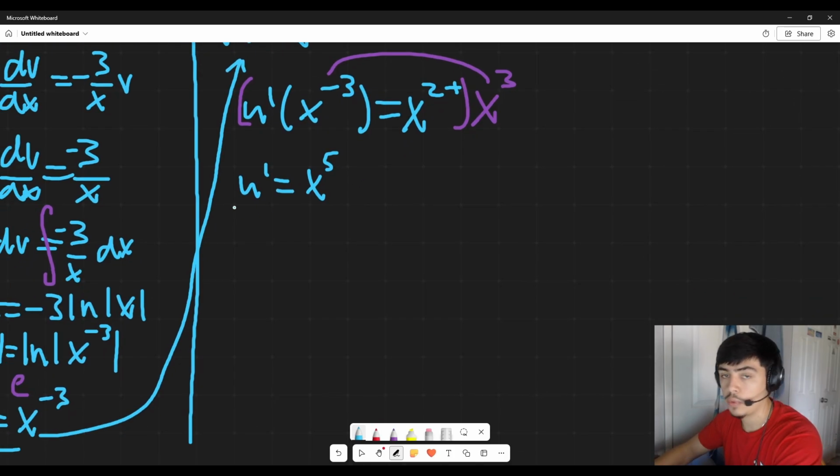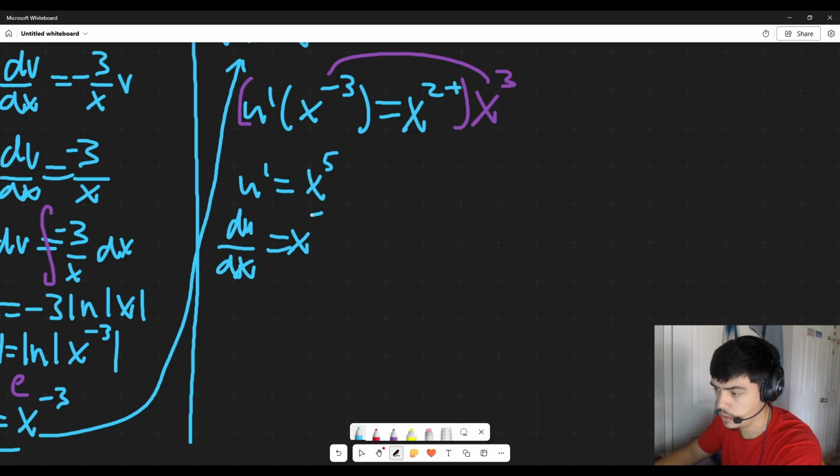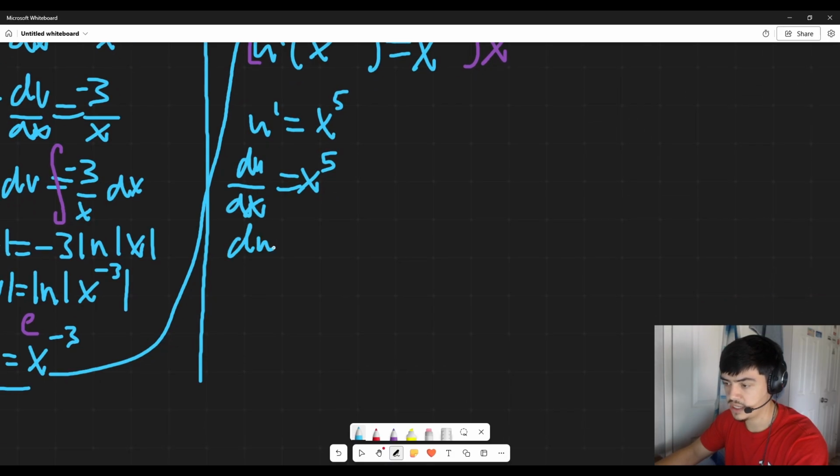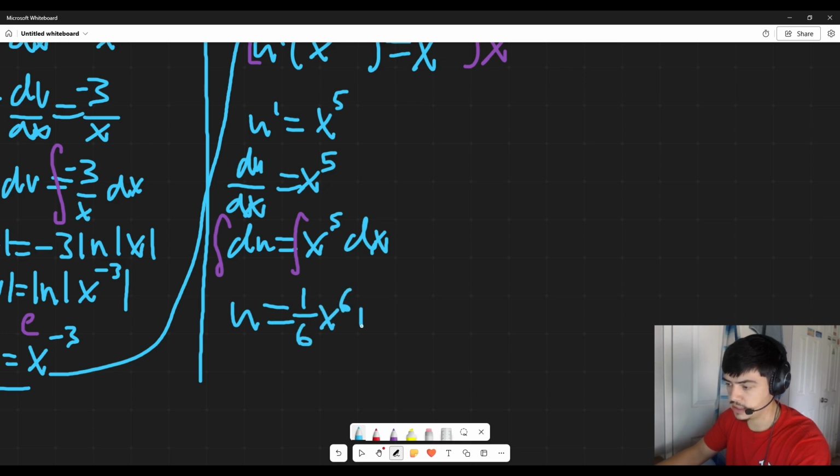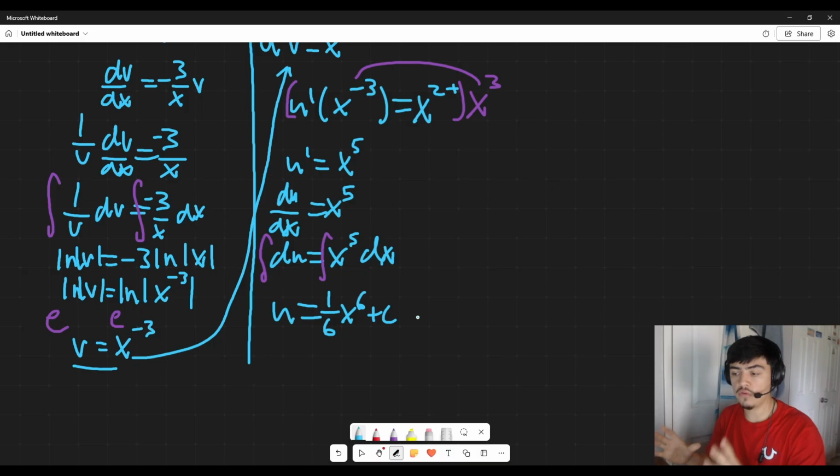So remember, u prime is just du over dx, right? Now, very simple separable equation. We just have du equals x to the 5th times dx. Integrating both sides, we get u equaling 1 over 6 x to the 6th plus c. Now, on this last step where we solve for u, we will be adding a plus c. Don't worry about adding plus c to the v part. Only add the plus c when you solve for u.